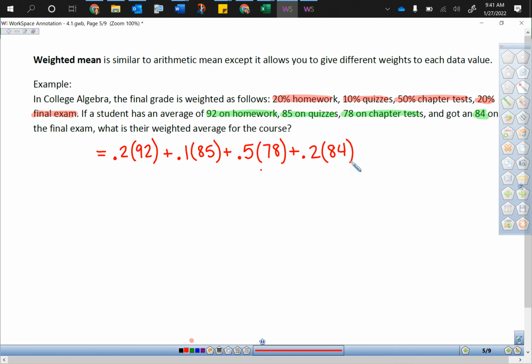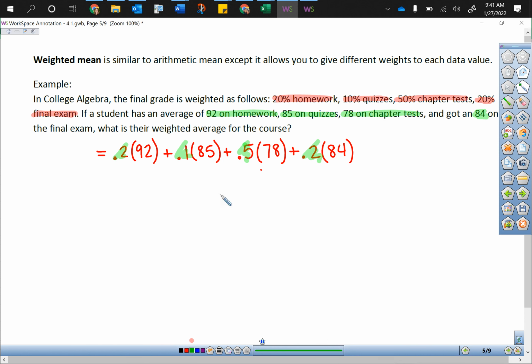Now, something that you should be aware of before you just start putting this into your calculator, all of these percentages should add up to what? 100%. So 20%, 10%, 50%, and 20%, those all need to add up to be 100%. Otherwise, your weight's not going to work. Other than that, let's just put this all into our calculator. So 0.2 times 92 plus 0.1 times 85 plus 0.5 times 78 plus 0.2 times 84.